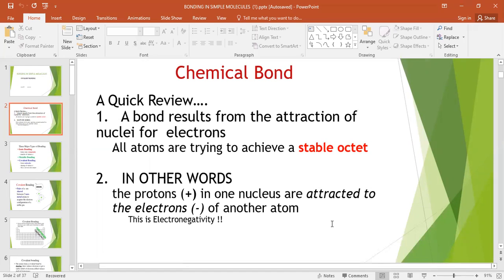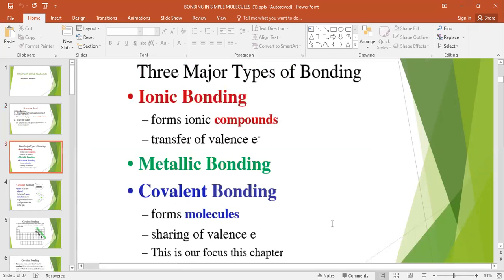This is the first, what is a bond. In a very simple way, when two atoms combine together, that's it. When two atoms combine together, we call it a chemical bond. Is it clear now what is a chemical bond? See the next.